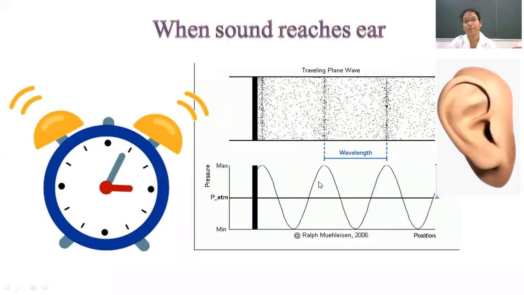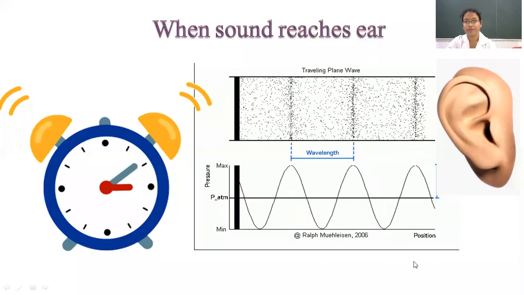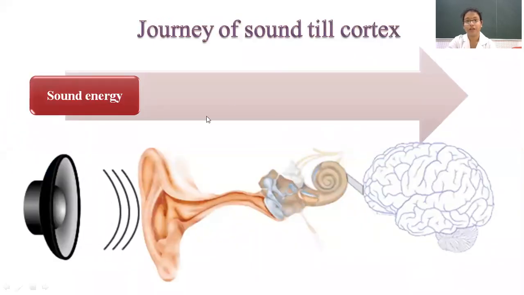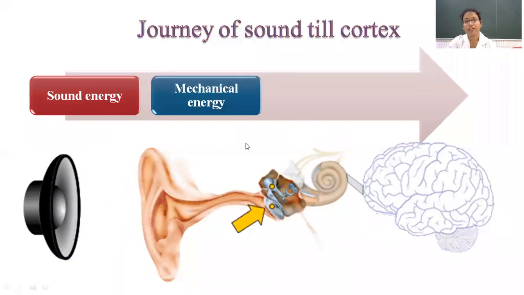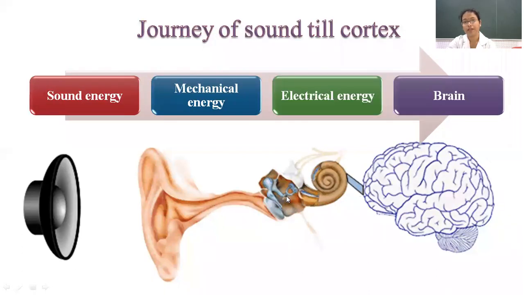Now let us see what happens when sound reaches the ear. For the sound to reach here, the sound energy has to get converted into mechanical energy at the level of the tympanic membrane. From the tympanic membrane to the foot plate is the middle ear. In the middle ear, the sound energy gets converted to mechanical energy. Once the foot plate is set into vibrations, the cochlea is where the mechanical energy gets converted to electrical energy. Once the electrical energy is formed, the sound is transmitted in the form of nerve impulses along the pathways to the brain.